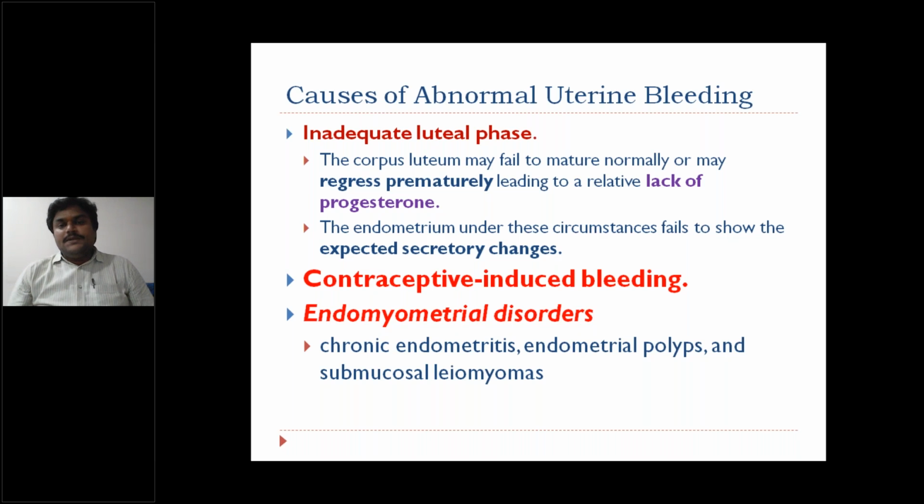Next, organic disorders like chronic endometritis. We discussed the list of the organisms causing endometritis in the last session. All STDs, sexually transmitted diseases, all these infections will cause endometritis. Next, endometrial polyps. Sometimes the endometrium will grow out in the form of a polyp. Then submucosal leiomyomas. They also may cause abnormal uterine bleeding.